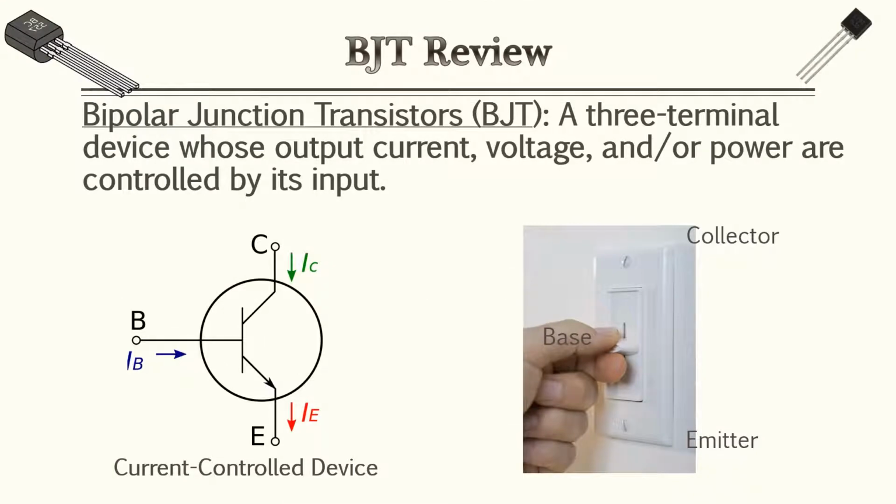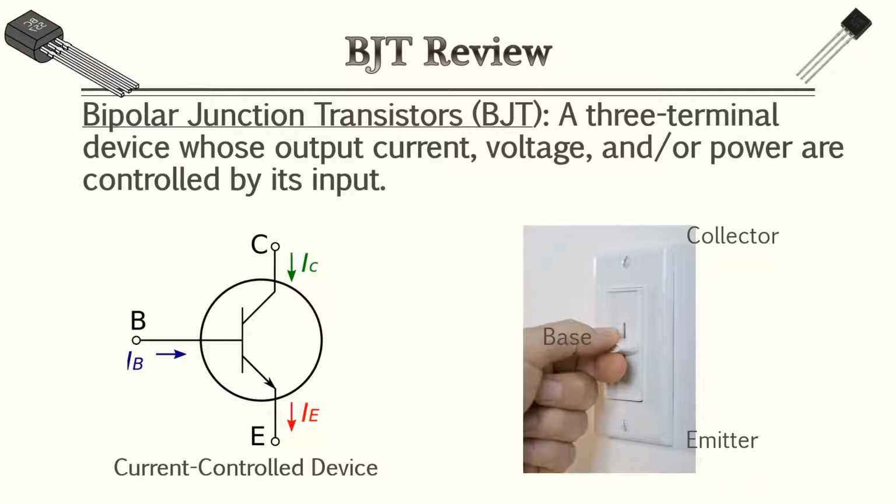For this lesson, we'll be going over bipolar junction transistors, also known as BJTs. BJTs are a three-terminal device whose output current, voltage, and/or power are controlled by its input. These three terminals are known as the emitter, the base, and the collector, and the BJT is a current control device.